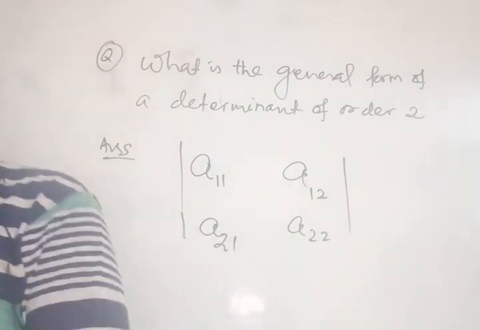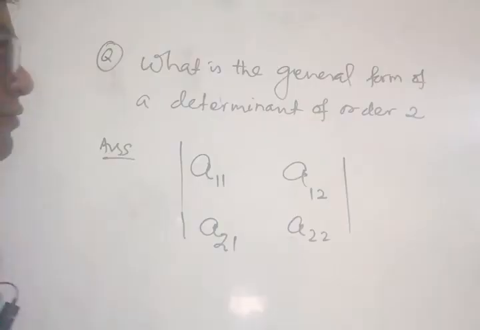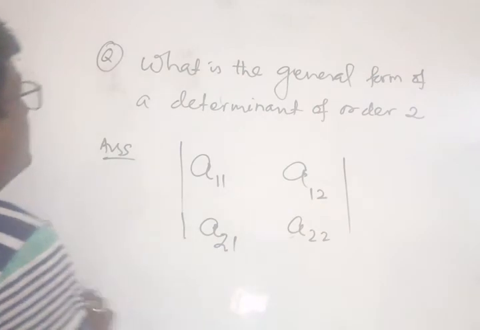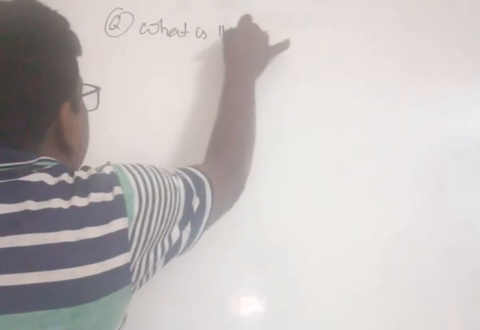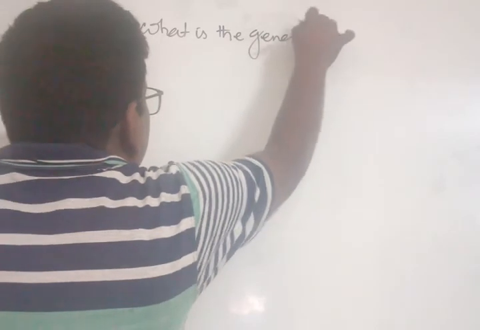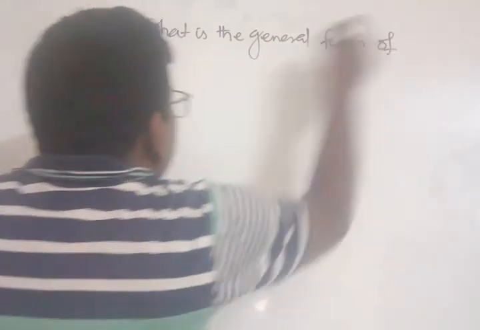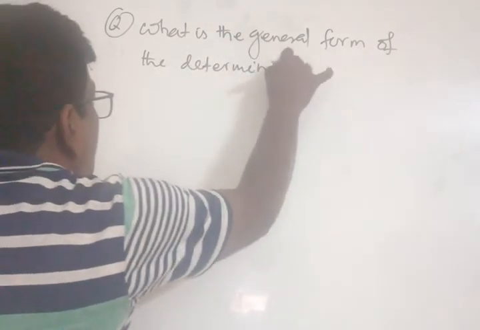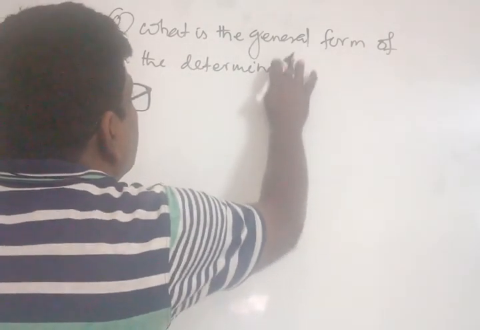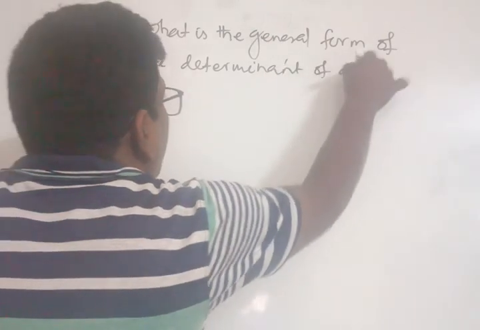Now, what is the general form of the determinant of order 3?